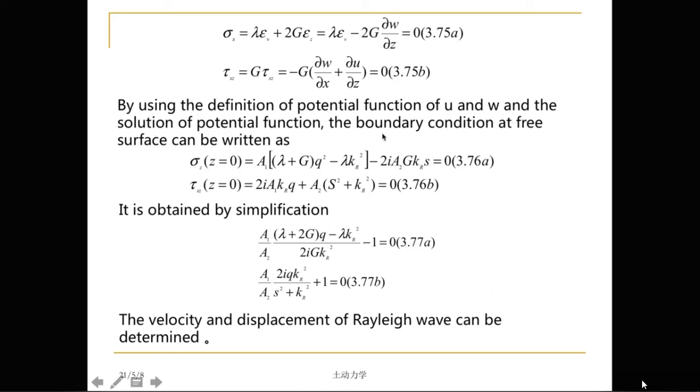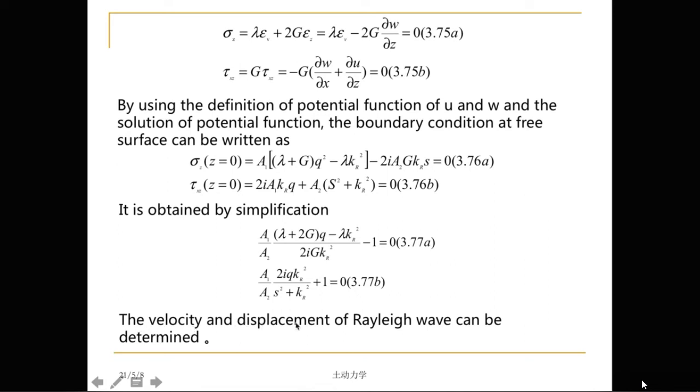By using the definition of the potential functions of u and w and the solution of the potential functions, the boundary condition at the free surface can be written as sigma z at z equal to 0 equals equation 3.76a, and tau xz at z equal to 0 equals 0, equation 3.76b. Equations 3.77a and b are obtained by simplification.